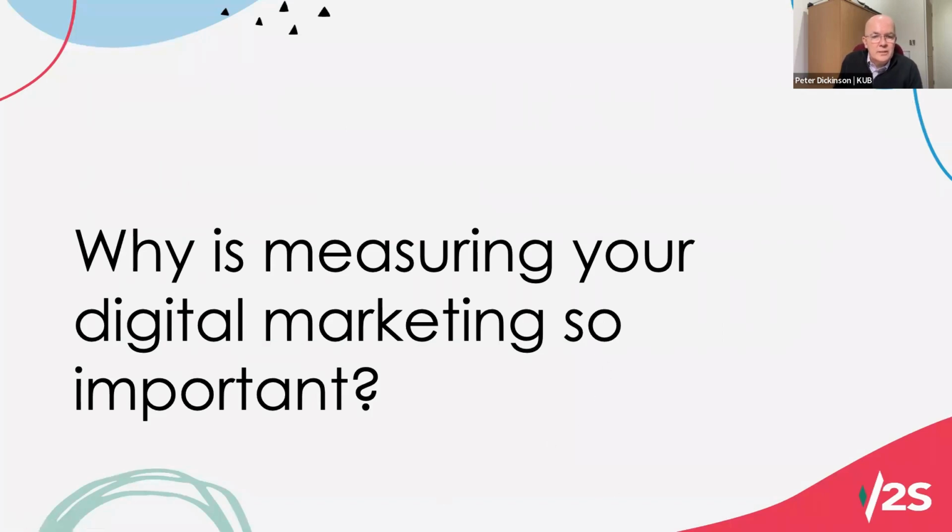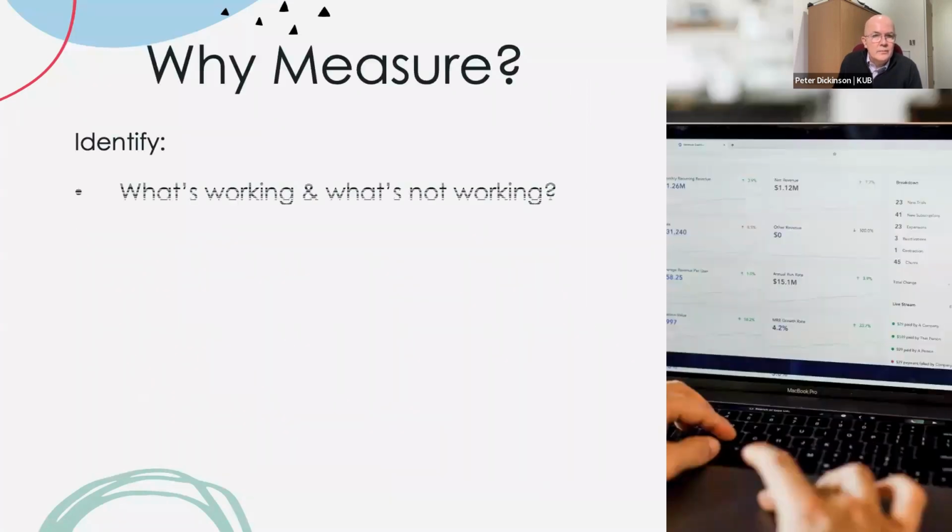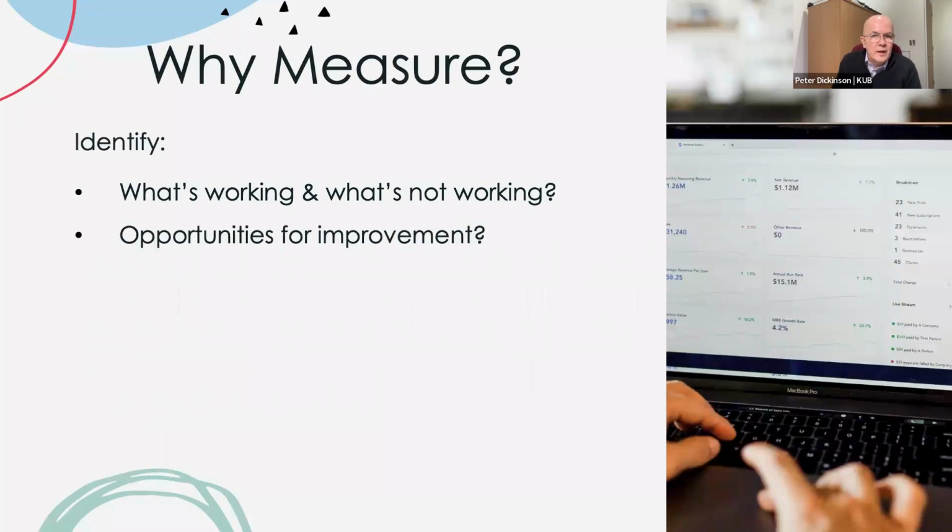So why is measuring your digital marketing so important? Well, we've got to identify what's working and what's not working. That's absolutely critical, because if things aren't working, you need to fix that. There's no point spending budget on stuff that doesn't work. You're looking for opportunities for improvement in every area of your business. I'm sure business coaches, consultants, your friends or whatever have told you that change is continuous, improvement is continuous. And if you're not doing that, your competitors certainly will be.